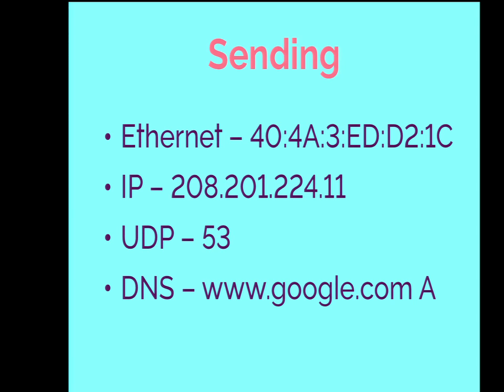To review, we have an Ethernet frame going to the hardware address of our router. Inside that, we have an IP packet with the destination of our DNS server. Inside that is a UDP datagram for port 53, and inside that is a DNS message asking for the A record of www.google.com. This is a lot of work, and we haven't even gotten to the local router yet.